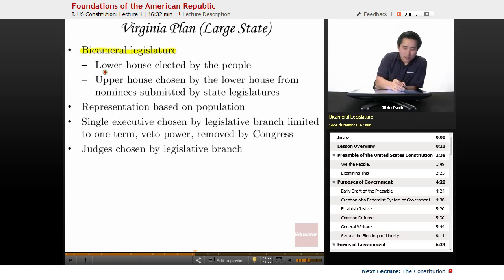So in the U.S., you'd have a lower house elected by the people, and an upper house chosen by the lower house from nominees submitted by state legislatures. That was the big component of the Virginia Plan that improved on the legislature aspect of the Articles. And this was a key point that James Madison was really adamant about. He did not like about the Senate that he felt would be undemocratic, is that representation is based on population.